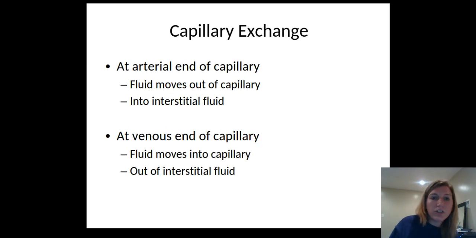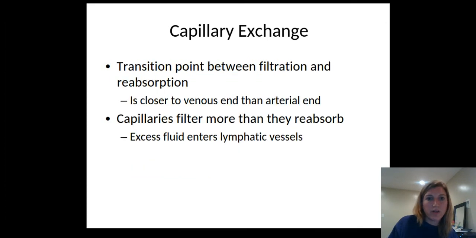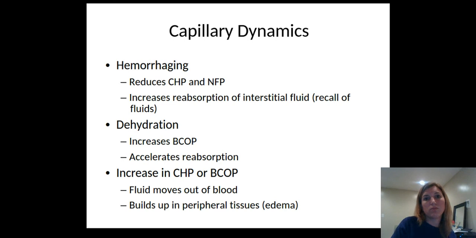So on the arterial end, fluids are moving out. On the venous end, fluids are moving in. We covered that already. The capillaries are going to filter more than they reabsorb, right? So that's important. Whatever isn't reabsorbed can get sucked up by the lymphatic system, which we'll look at in the next chapter. It's one of the major roles of our lymphatic system.